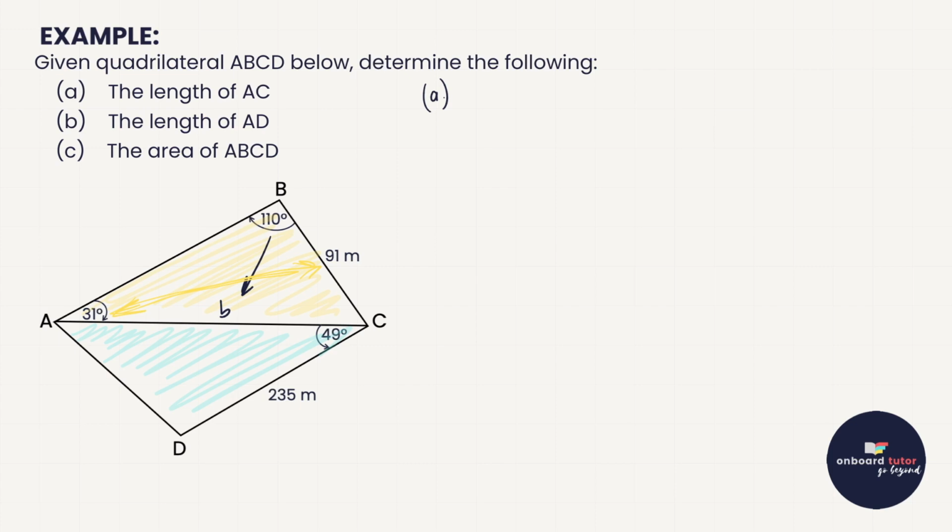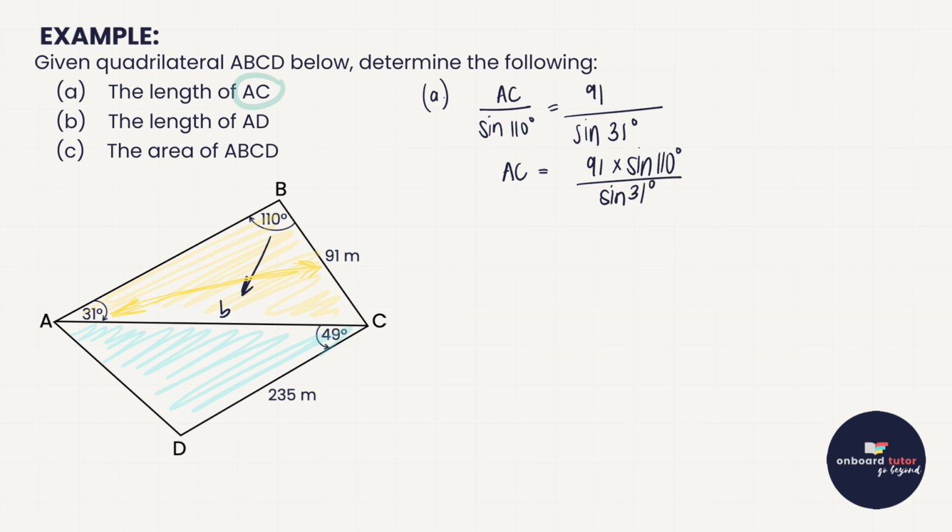Okay, now I ask myself, what is unknown? And in this instance, it's a side length. So I want to put that in the top of my fraction so that I can solve it. So AC over the sine of the angle opposite that, 110 degrees, is equal to BC, which is 91, over the sine of the angle that's opposite that, which is 31 degrees. Okay, and then we can move that sine 110 across, so we can just solve for AC. So it's 91 times sine 110 over the sine of 31 degrees.